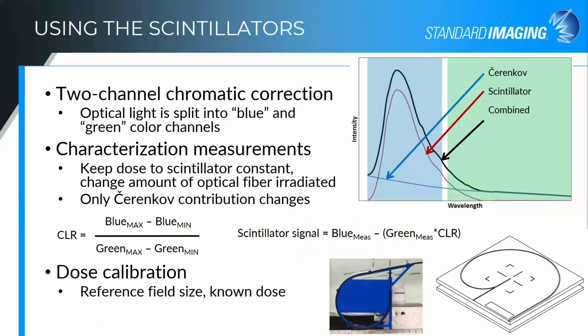The way our Cherenkov correction works is that we use a 2-channel chromatic correction.